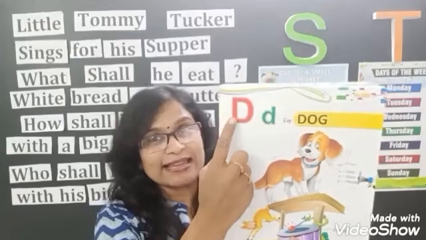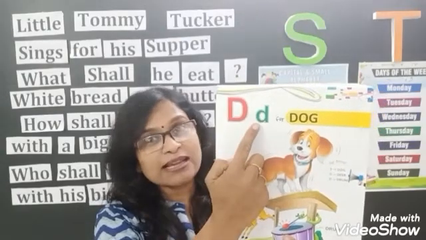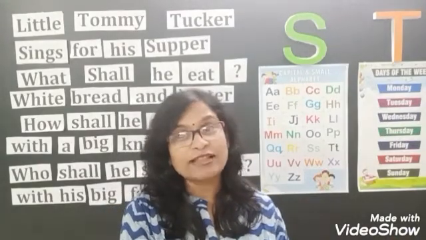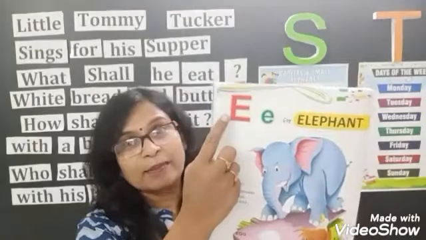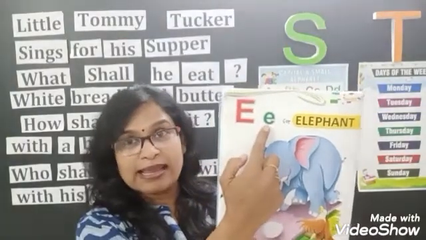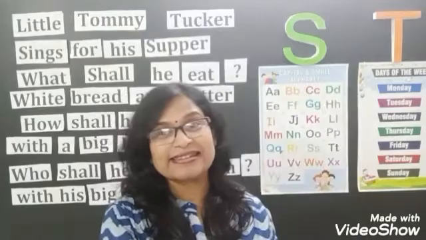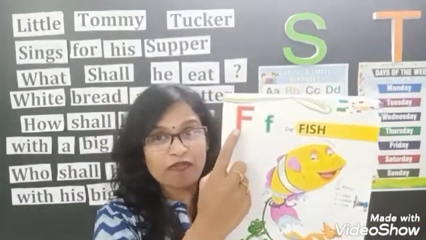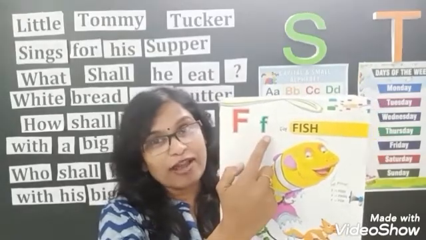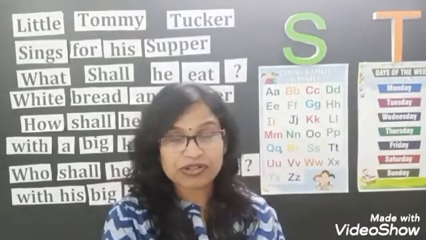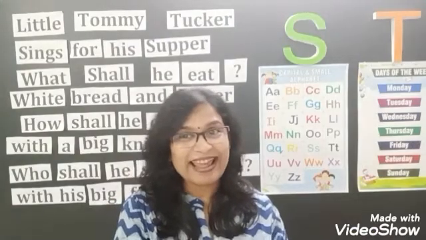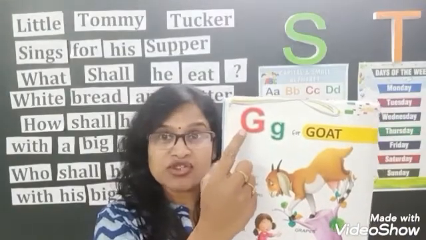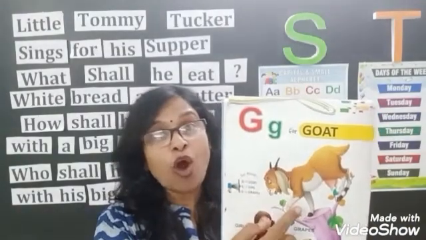This is letter D. Capital D and small d. D for dog. After D we have letter E. Capital E and small e. E for elephant. What comes after E children? Yes, F. Capital F and small f. F for fish. What comes after F? Right you are. Letter G. Capital G and small g. G for goat.